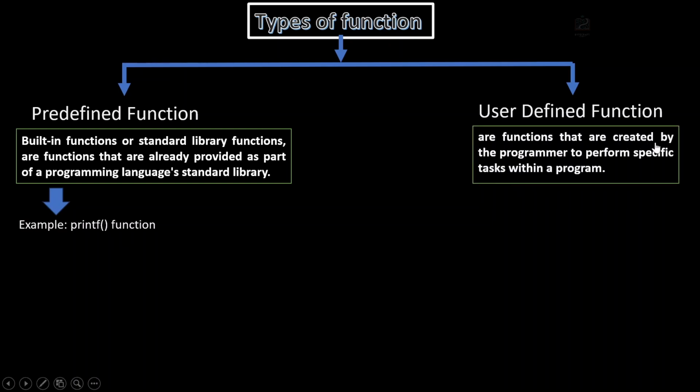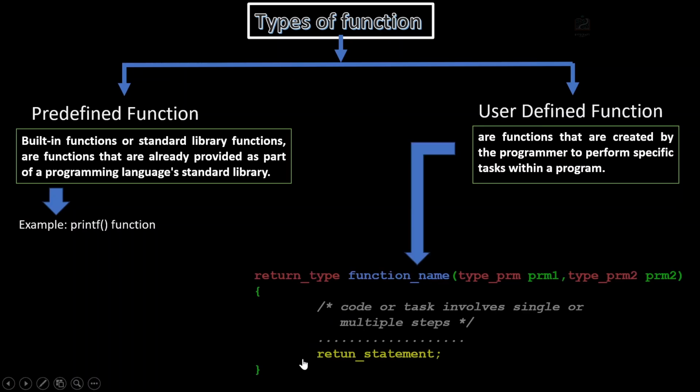User-defined functions are the functions created by us, the programmers, to perform a specific task within the program. So user-defined functions give us the freedom to craft the function in such a way that will serve our purpose. Now this is a prototype of a user-defined function. Here we are writing the function name, and after that we are giving the parenthesis. Within this parenthesis, we are going to write the parameter names and their data types. First, before writing the parameter name, we will write the parameter data type, then the parameter name, then a comma, and then the second parameter data type and second parameter name.